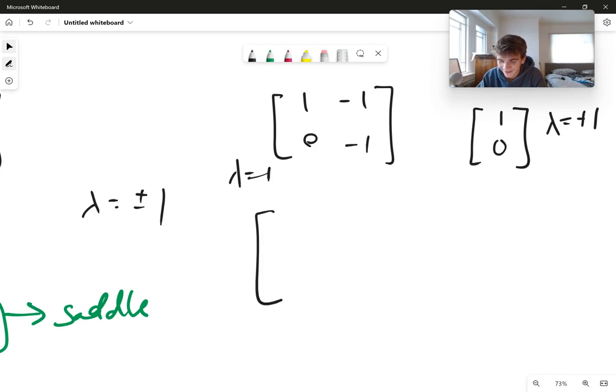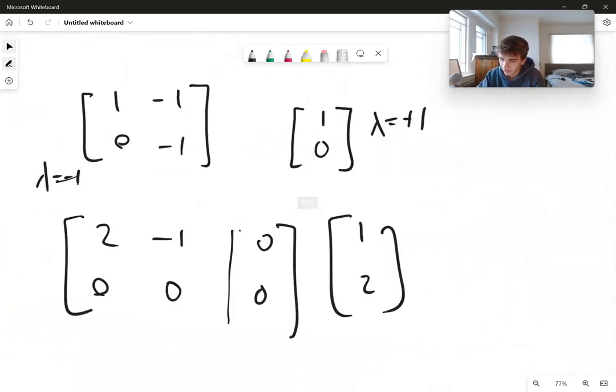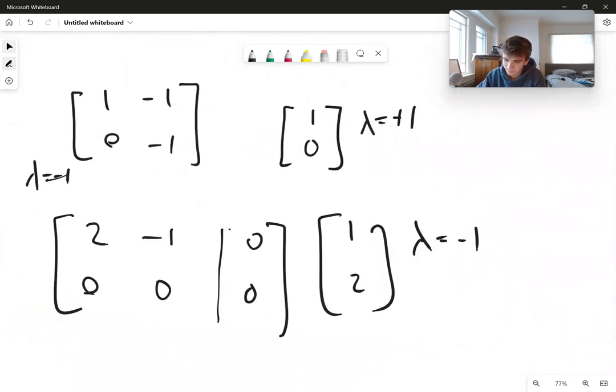Okay, so for lambda equals negative 1, we're going to have 2, negative 1, 0, 0 here, and so we're going to have something that's 1, 2 here. So this is the eigenvector for lambda equal to negative 1.